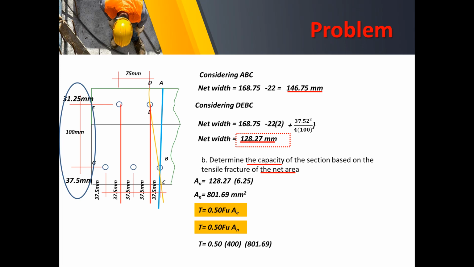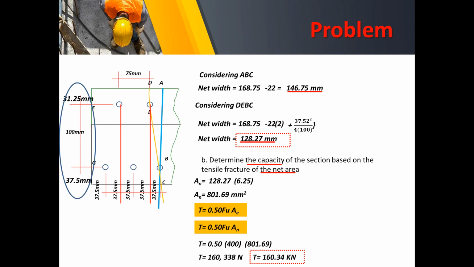So applying that formula, we have the tensile capacity equal to 160,338 newtons, or that is equal to 160.34 kilonewtons. So this is the answer for letter B.